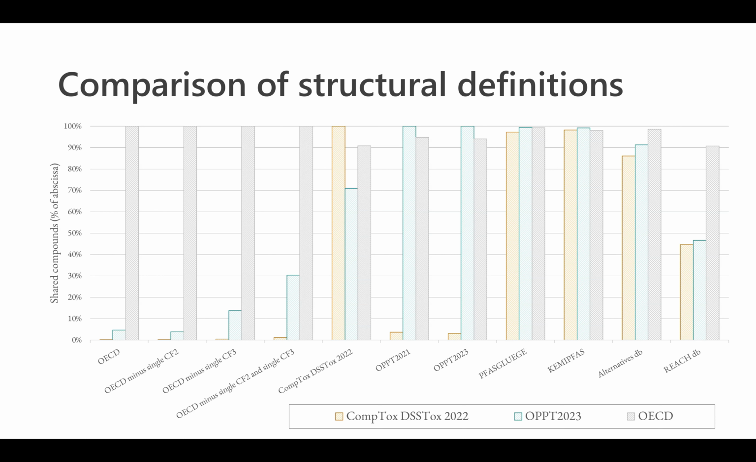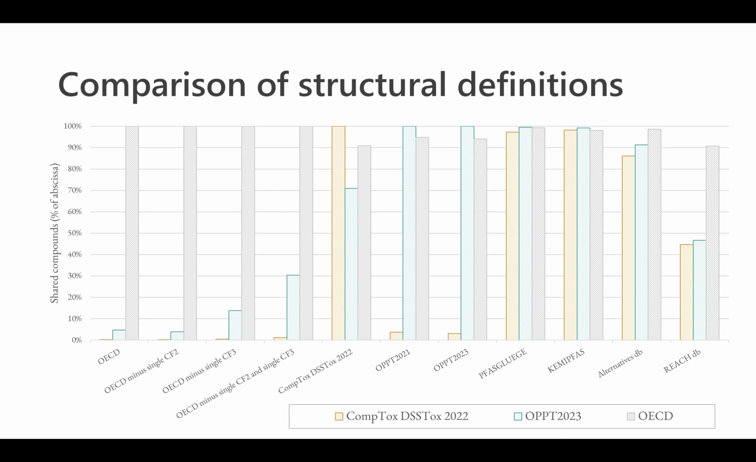Here we see the three structural definitions discussed before. The OECD definition is the broadest, so it captures most of the compounds in other lists. The OPPT 2023 definition is more restrictive. It excludes the single isolated CF2 and CF3 that make most of the OECD list. Finally, the DSSTox definition is even more targeted and it captures a similar high proportion of PFAS in lists that focus on uses. These three here. These are the three lists on the right.